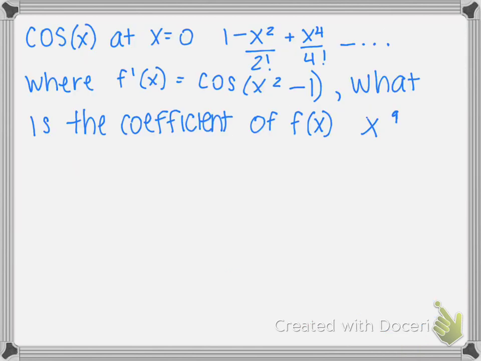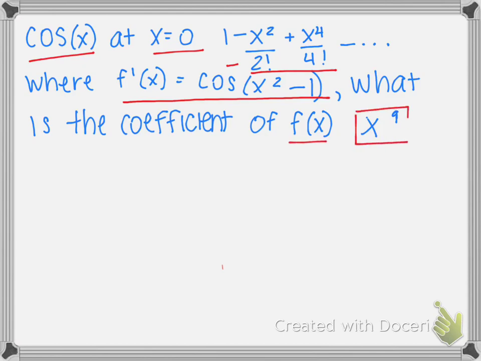Okay, so for our new problem, we are given that the Taylor series for cos of x at x equals 0 is 1 minus x squared over 2 factorial plus x to the 4th over 4 factorial. And we were given that f prime of x is equal to cos of x squared minus 1. And we want to find the coefficient of f of x at x to the 9th power.